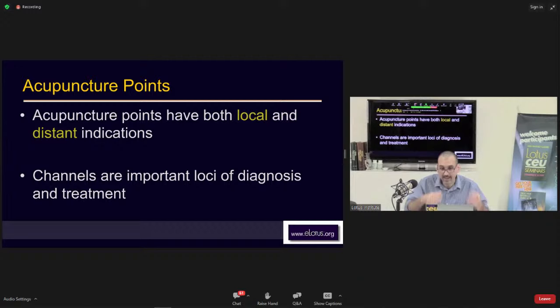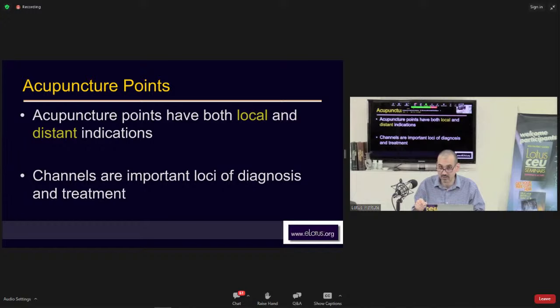We can affect the zhang and fu, but that's through the medium of the channel. Does that make sense? So when we're doing this, we have to really understand the basic idea of channel diagnosis as well as Zhangfu diagnosis, because the way we get to the Zhangfu are through the channels.